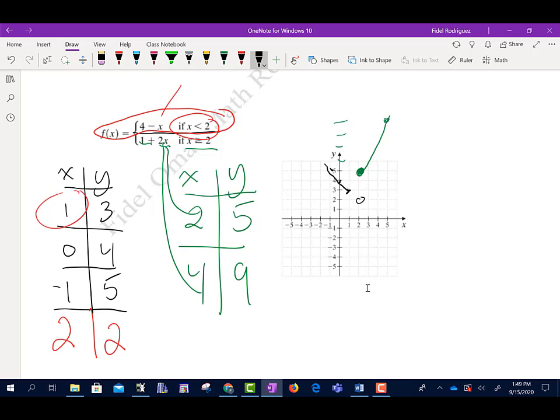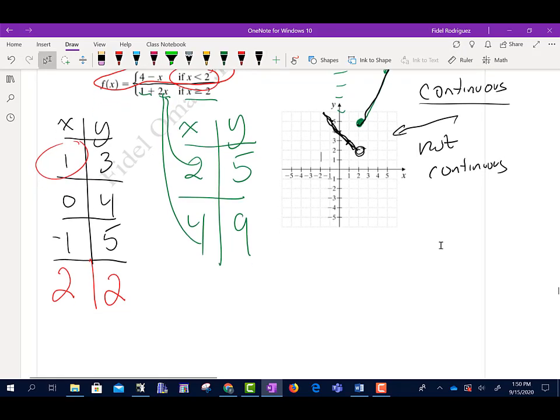So my line would look something like this, coming down this way with an open circle, and then this part just going up. One of the things, guys, if you end up taking calculus or maybe even pre-calculus, they talk about functions being continuous. So this function here would not be continuous. Why? Because in order to get from this piece to that piece, you have to jump over it. They're not connected. We might even talk a little bit about that ourselves later on.